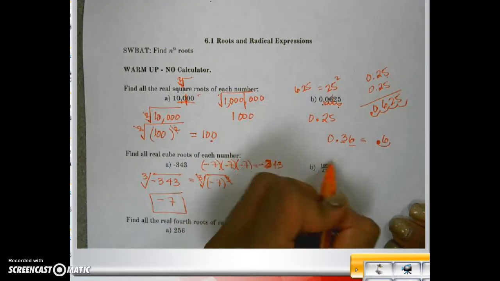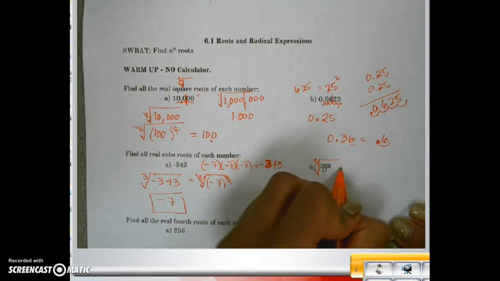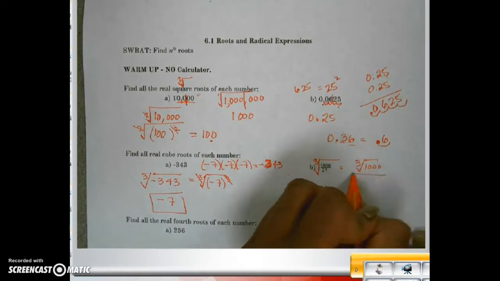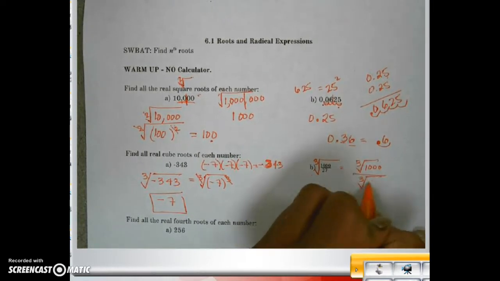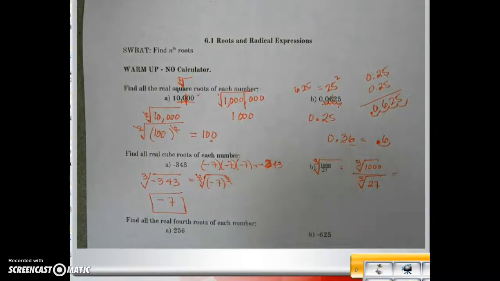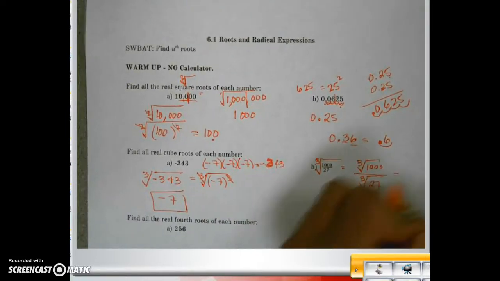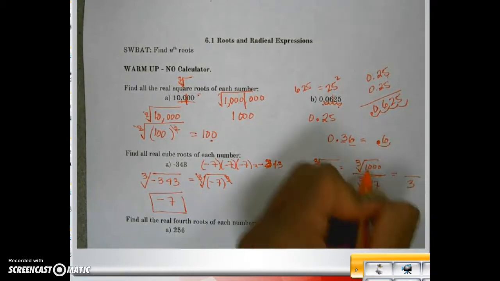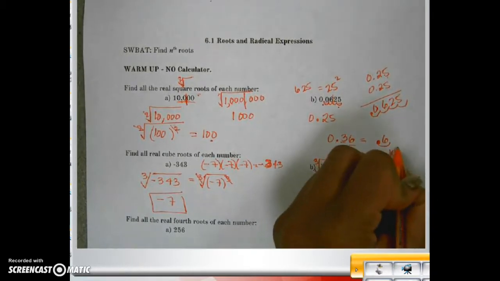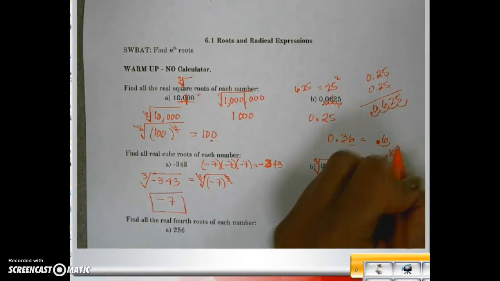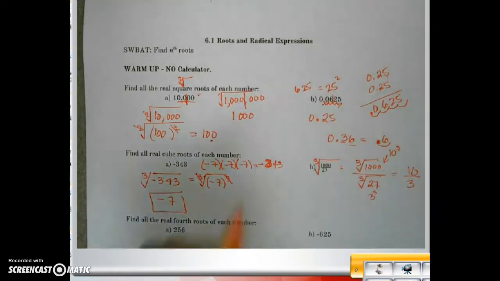Then you have your cube root of this. So I take the cube root of 1,000 over the cube root of 27. Now I know 27 is a perfect cube. This is the same as 3 cubed. So I get 3. 1,000 is a great number because it's just 10 cubed. There's 1, 2, 3 zeros, so it's to the third power. So this will be 10 over 3.